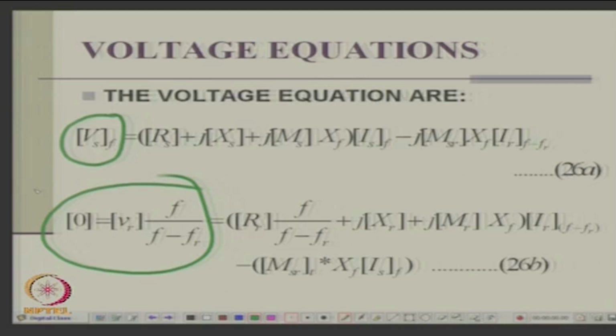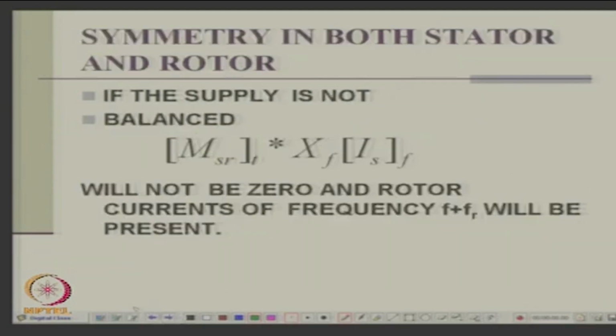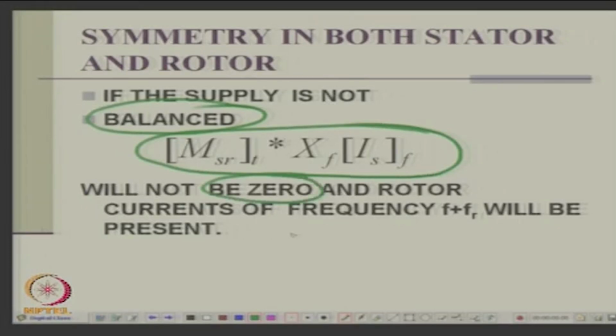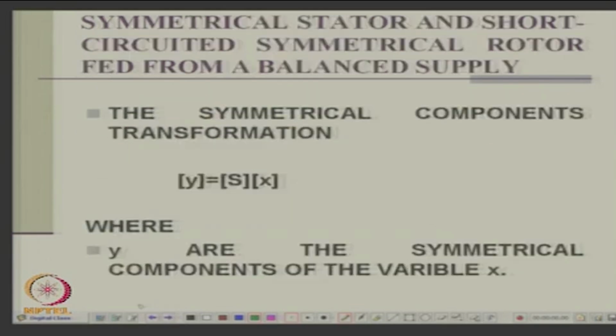Now, if the supply is not balanced, then this term will not be 0 and the rotor current of F plus Fr will be present. If the supply is not balanced, there will be a negative field because this will not be 0, therefore, F plus Fr will be present.